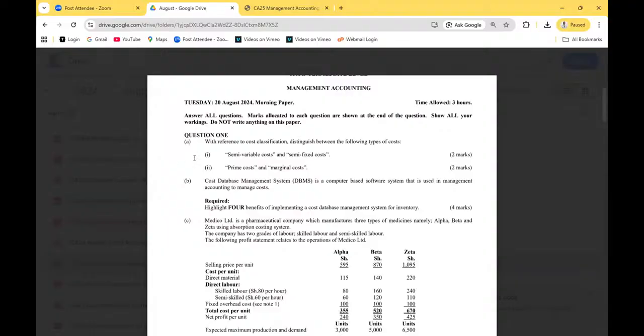We are being told here, number 1A, with reference to cost classification, right? You can recall that. Distinguish between the following types of costs: semi-variable costs and semi-fixed costs. Semi-variable cost and semi-fixed costs. Somebody to do something.